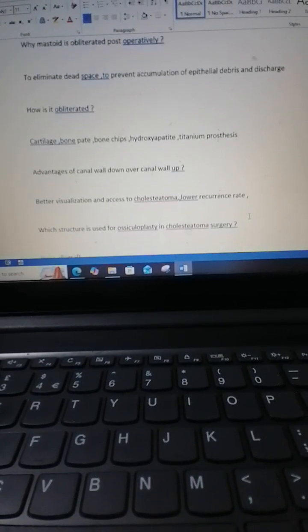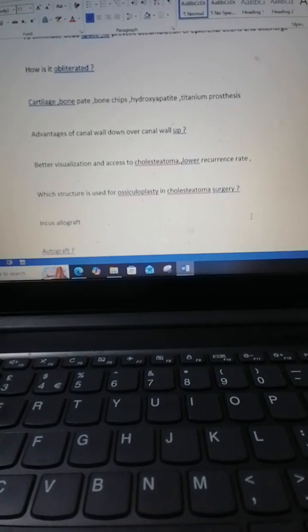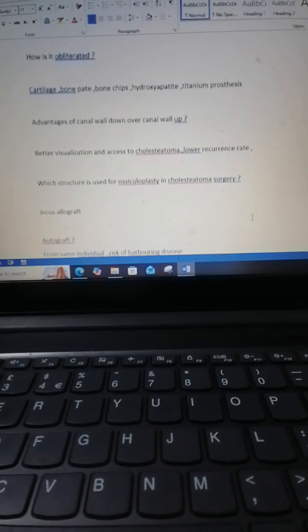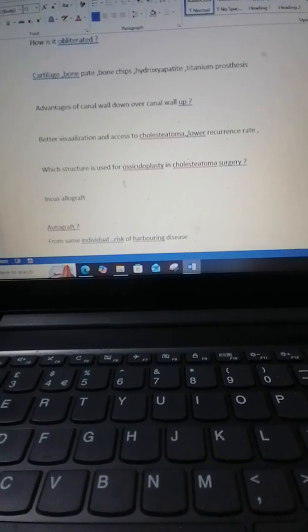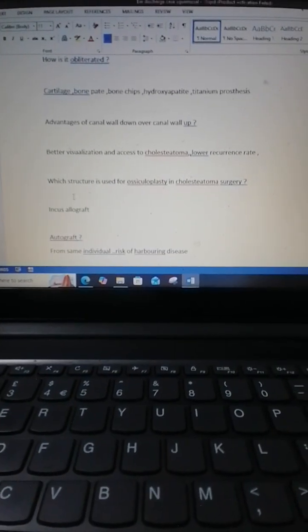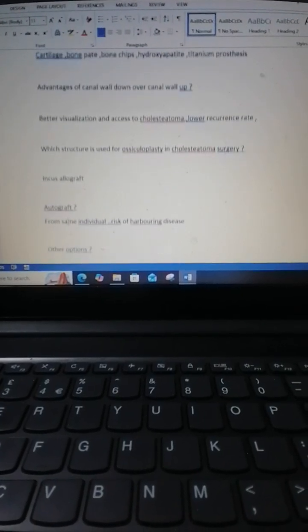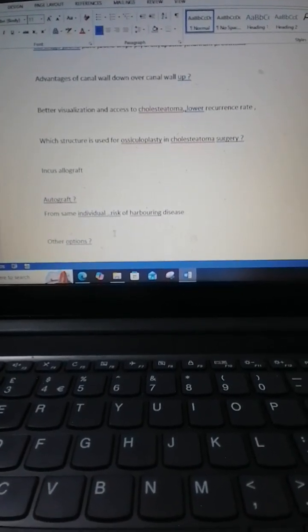Then the examiner can ask that you have the disease, you have removed the cholesteatoma, and now the ossicles are also eroded. What will you do about the ossicles? How will you repair the ossicles? You will do ossiculoplasty and you will use incus allograft, and you can also use autograft from the same individual.